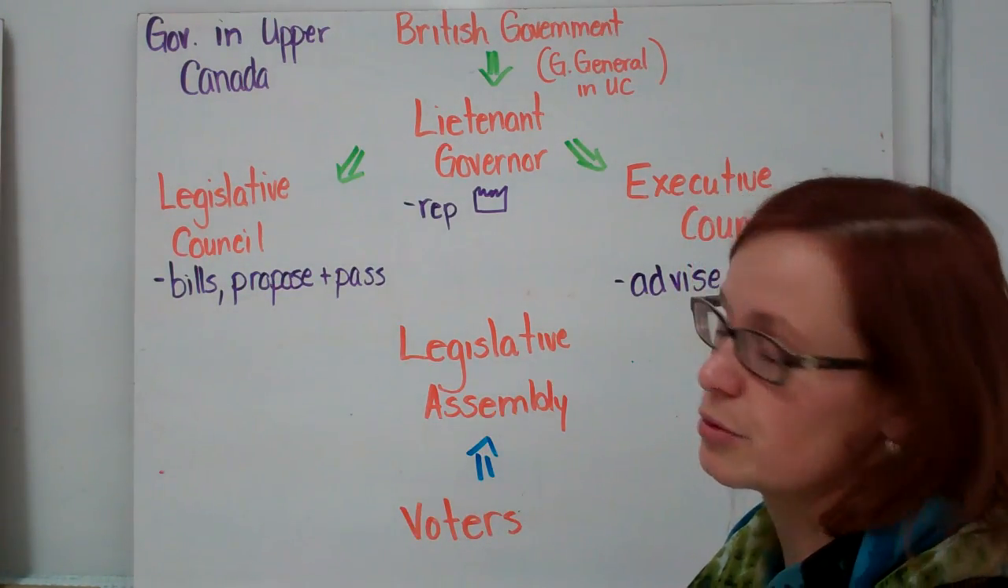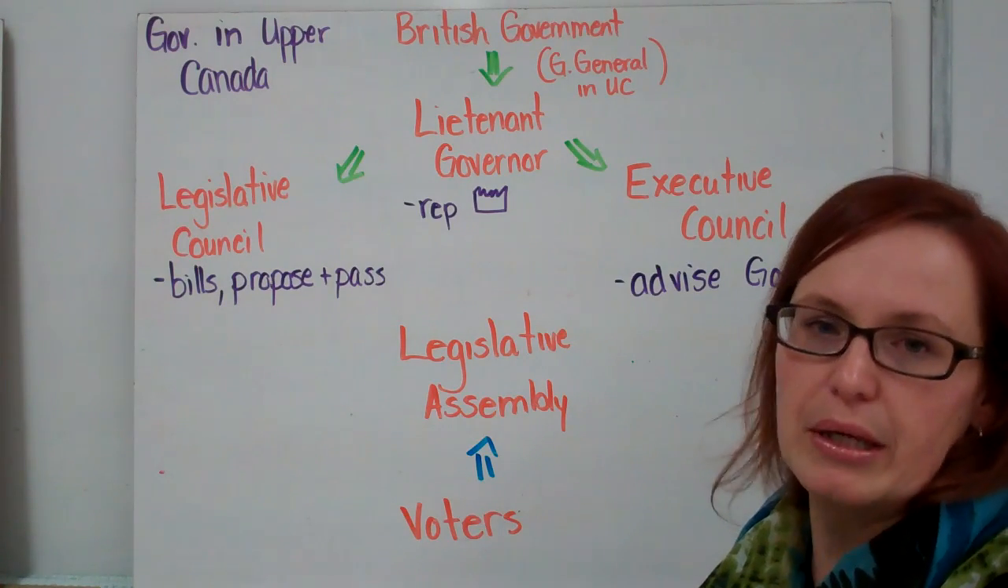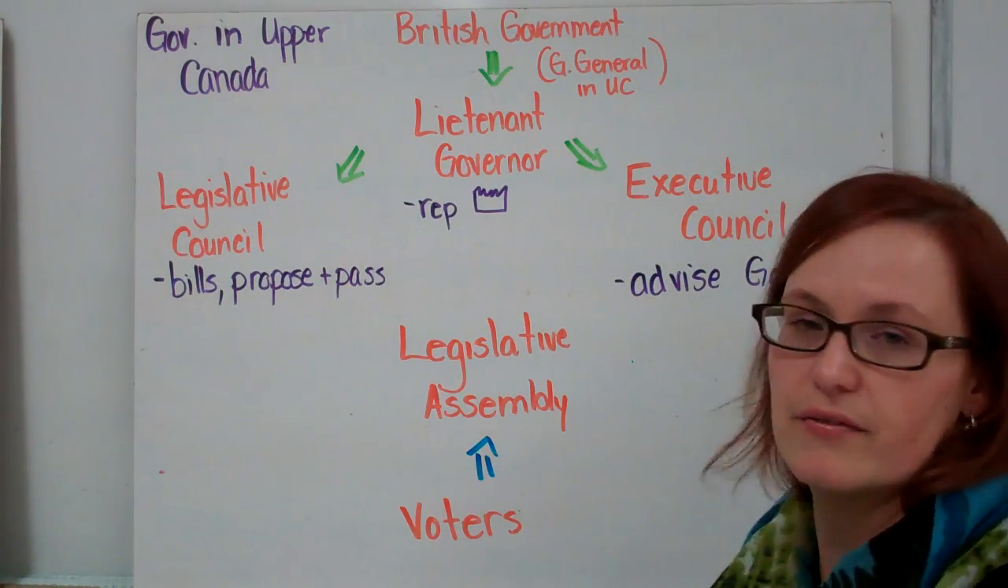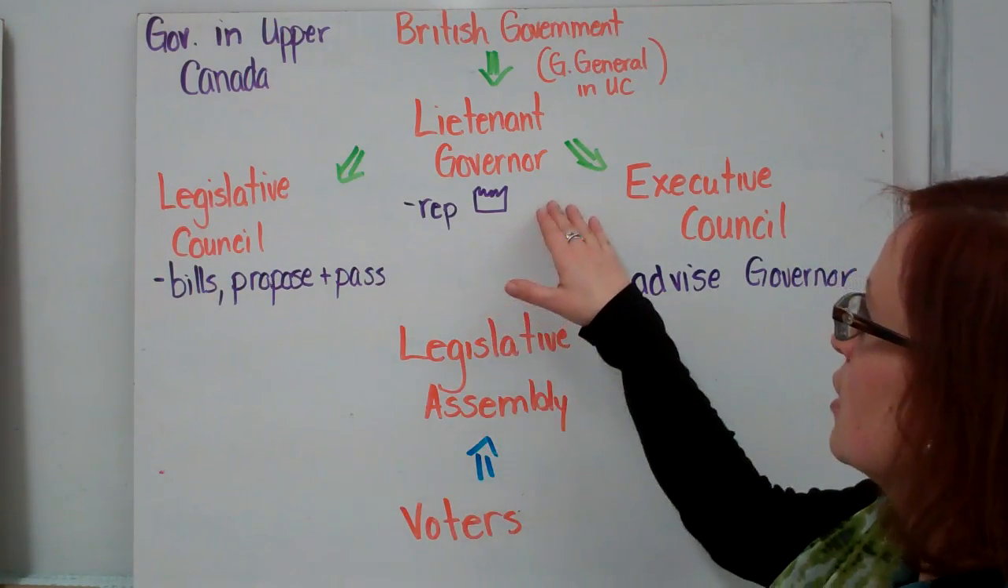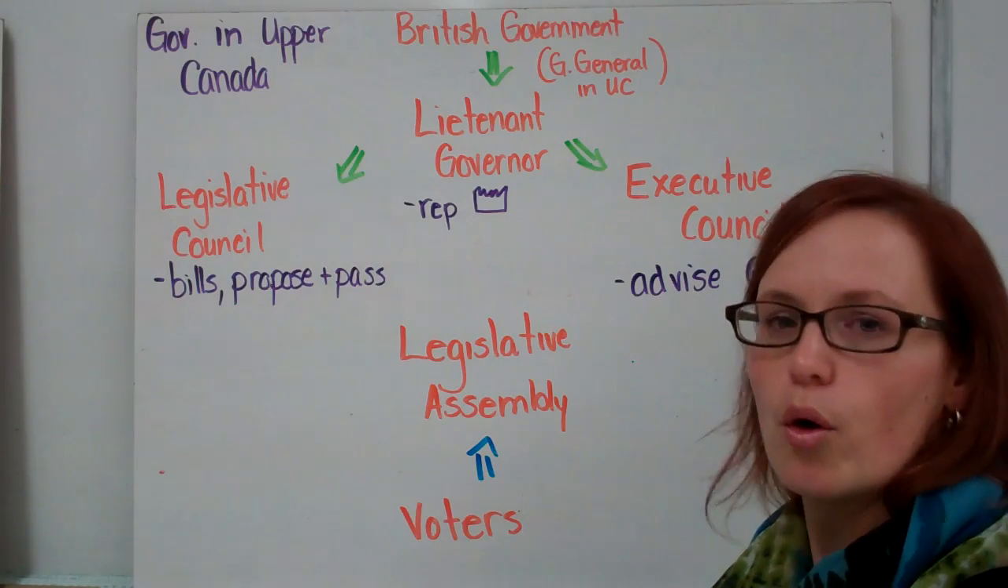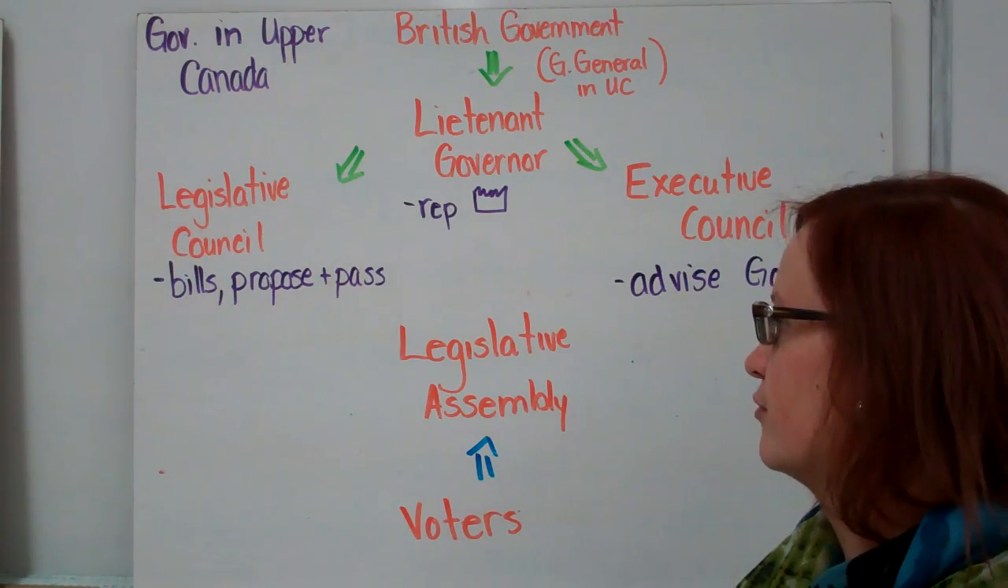The Legislative Council's job was related to bills and laws, and they would propose them, they would approve them if they were proposed by the Legislative Assembly. That was their role. The Lieutenant Governor's job, they represented the British government, and they did their best to uphold those laws and the British way of life.